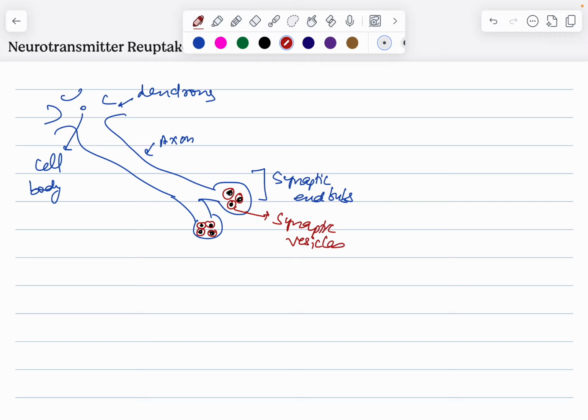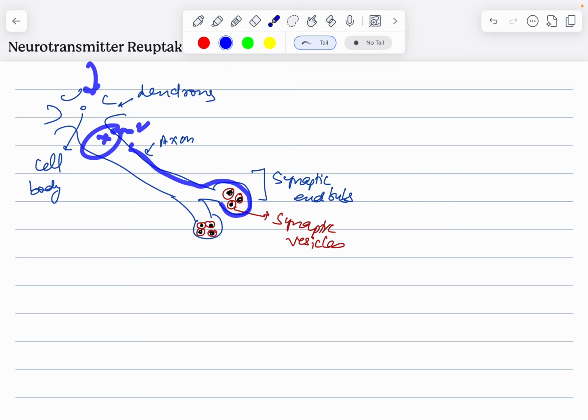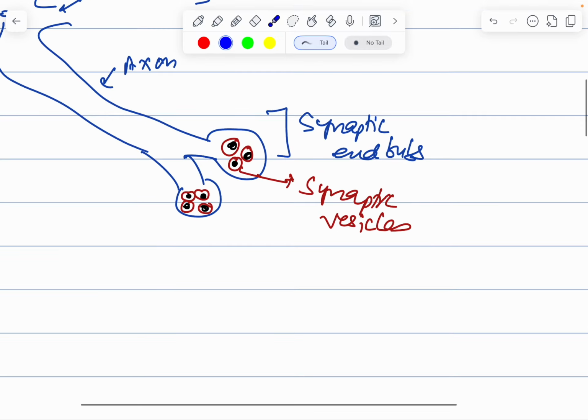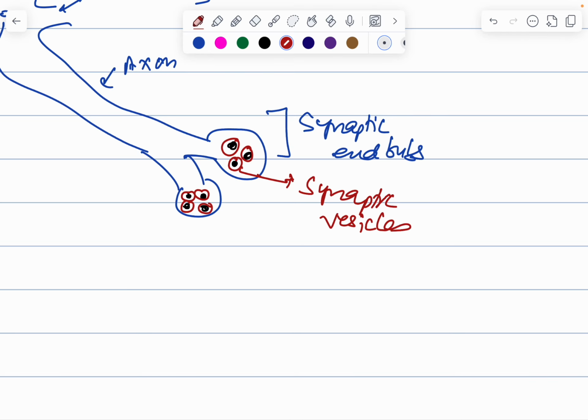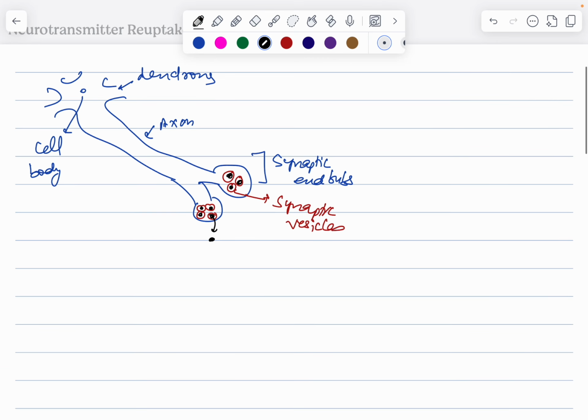vesicles. So as a stimulus is collected on the dendrons, there is generation of action potential on the axon. That action potential travels along the length of the axon up to the presynaptic membranes, which are these membranes of the synaptic envelopes. And as a result of that, calcium ions go in. They trigger the attachment of synaptic vesicles on the presynaptic membrane so that the neurotransmitter chemicals stored inside them will start coming out.